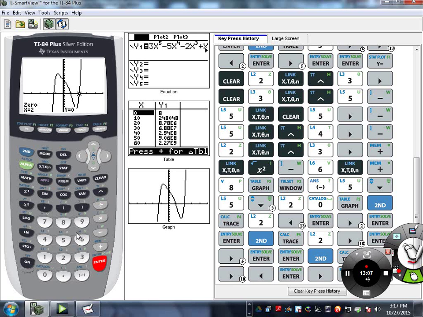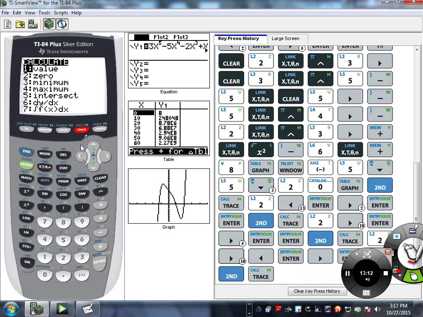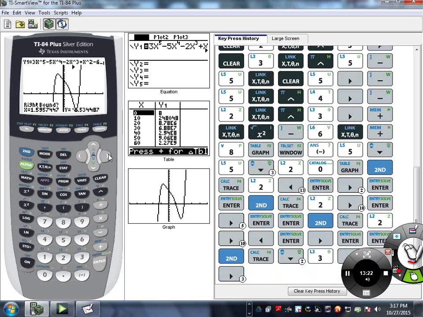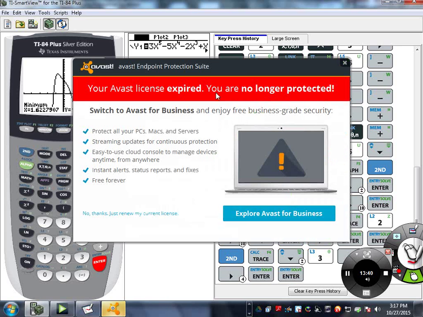And then it also said to find the relative max or minimum. So we're going to go second calculate, and we'll go ahead and choose minimum. So I'll do the relative minimum first, and again, I need a left bound and a right bound and to guess. So it appears that the relative minimum is at the point 1.62, comma negative 8.56.